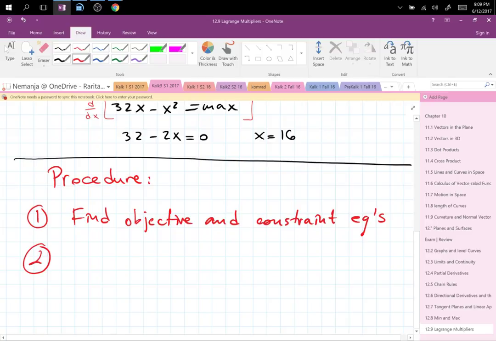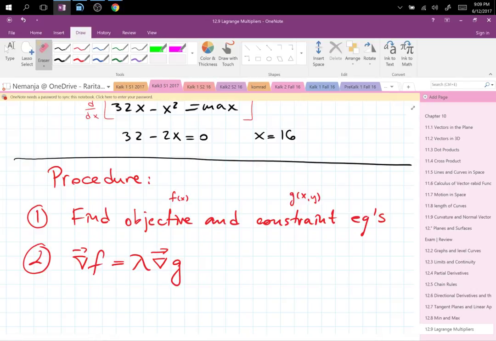Number two, del F equals lambda del G. Now, objective equation f of x, constraint equation g of x, y. But now you can have x, y, z as well, depending on what you have. So then you will equal the two, and that step number two is going to create three equations for you. Well, two equations plus the constraint.